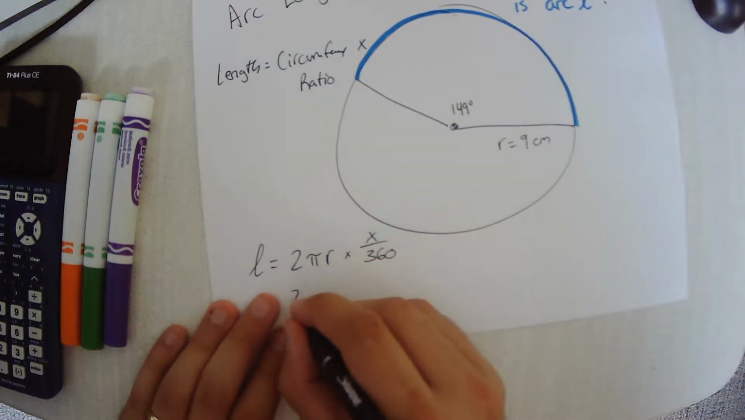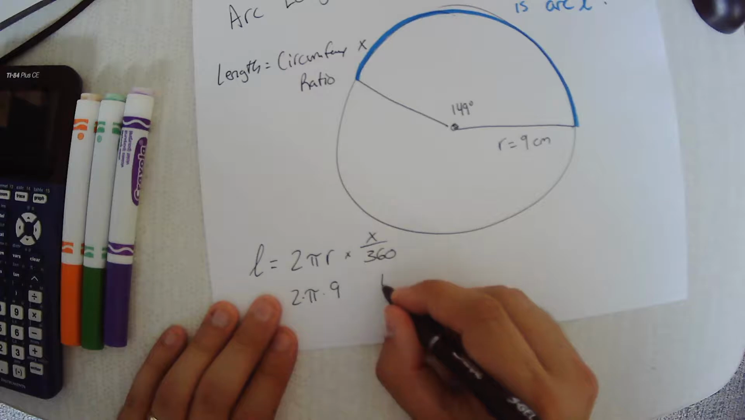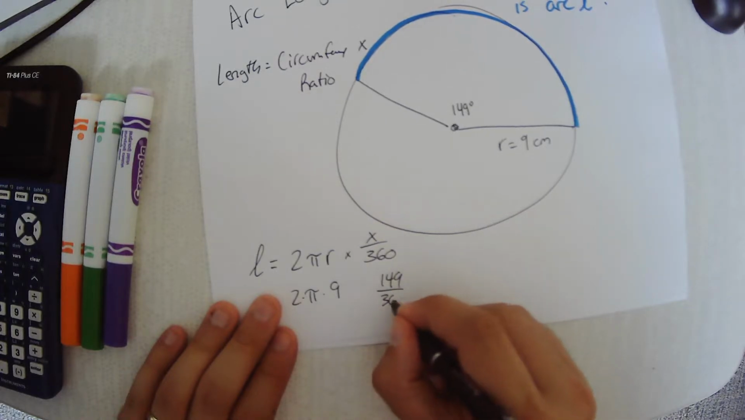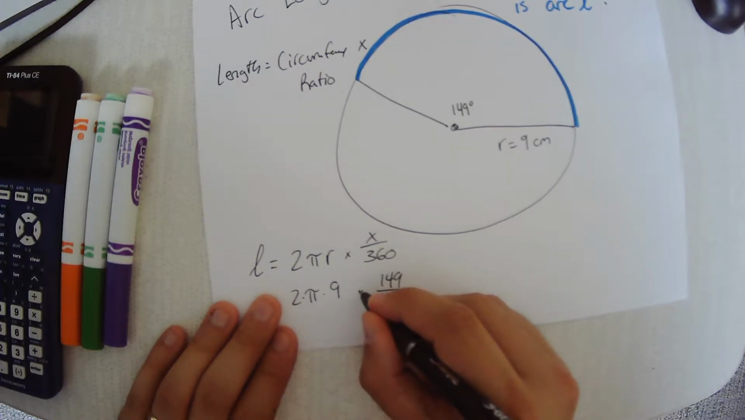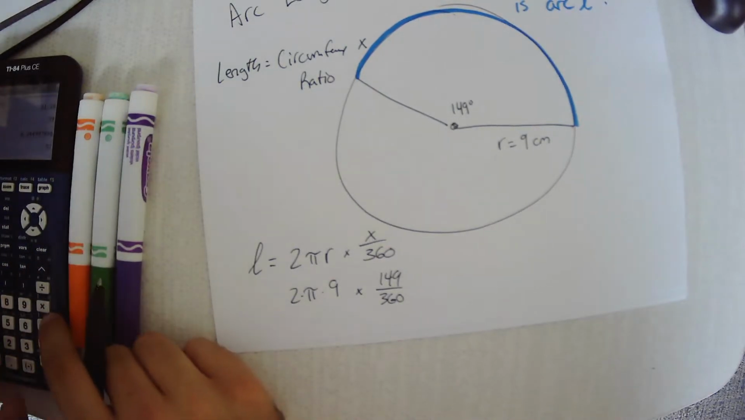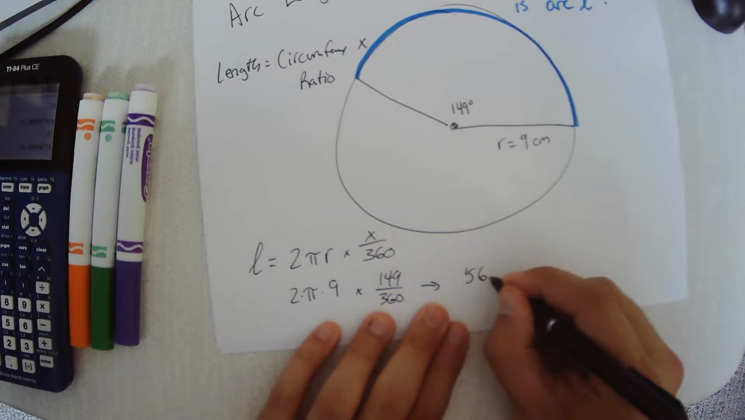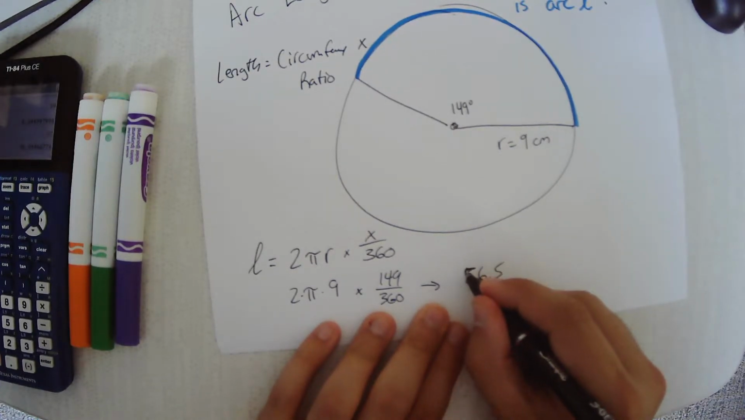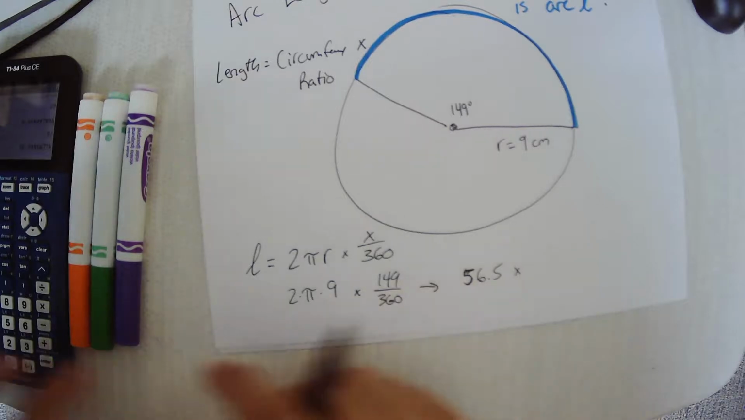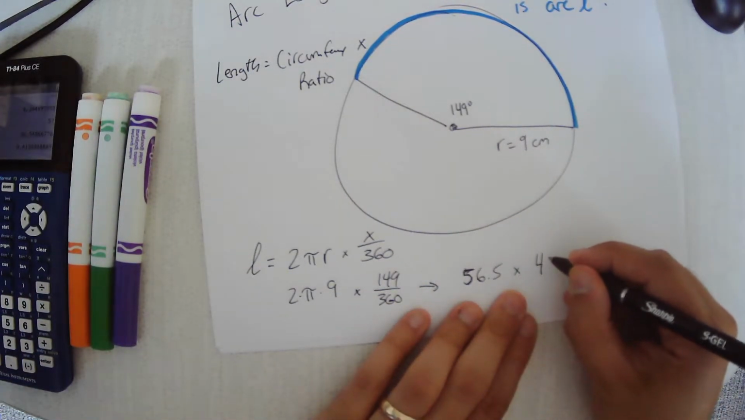Two pi r, 2 pi and 9, and then 149 over 360. 2 pi and 9 is 18 pi. I'll turn that into a decimal. That is about 56 and a half. And 149 over 360 is about 41%.